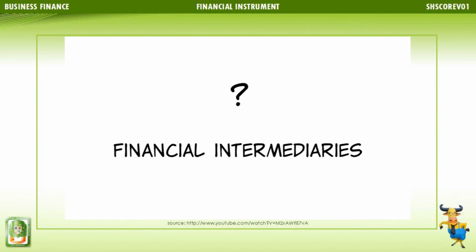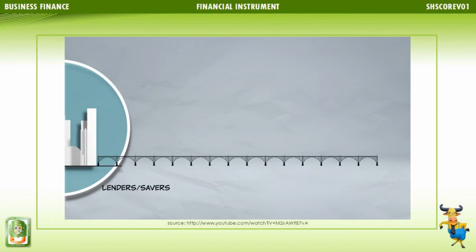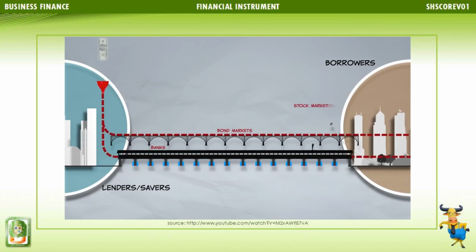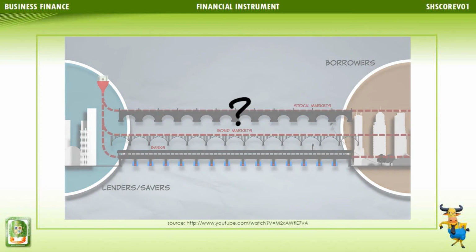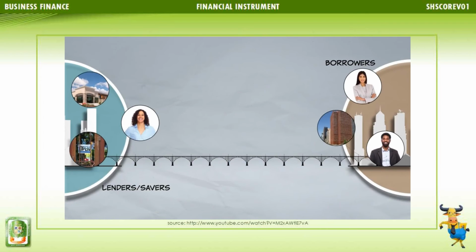What are financial intermediaries? Financial intermediaries are institutions that reduce the cost of moving funds between savers and borrowers. The most common financial intermediaries are banks, bond markets, and stock markets. Why do we need financial intermediaries? Well, individuals and businesses need to borrow and save at different periods of their lives.